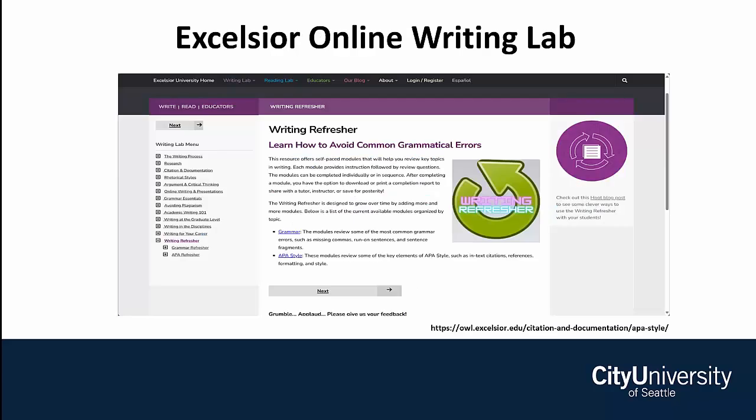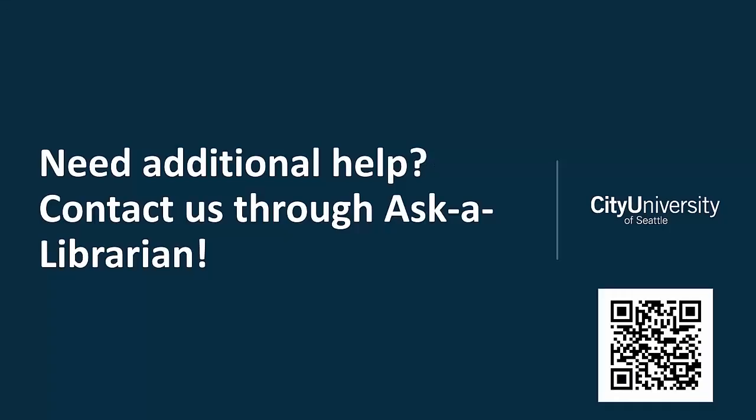This is quite a handy resource, the Excelsior Online Writing Lab, and it includes information about formatting your paper, detailed examples on how to write different types of citation, and it has an interactive tutorial all about APA to reinforce your learning. If you need any additional help, please contact us via Ask a Librarian.